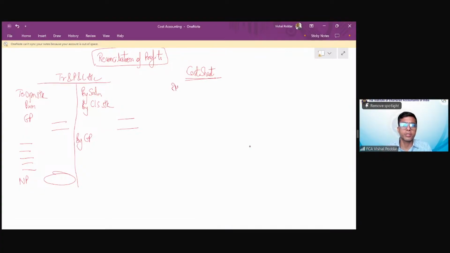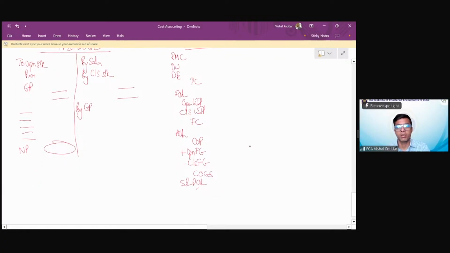In cost sheet also, you have this raw material consumed, direct wages, direct expenses, prime cost, factory overheads, WIP, factory cost, administration overheads, cost of production, selling and distribution. Sorry, you have opening, closing, finished goods, cost of goods sold, selling and distribution overheads, cost of sales, and again net profit.